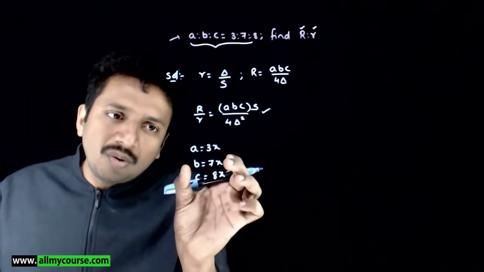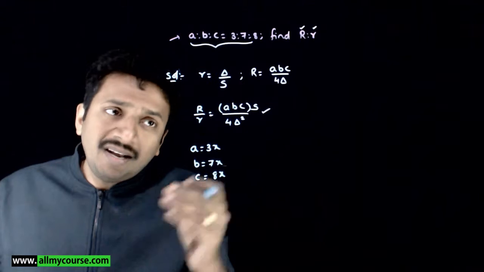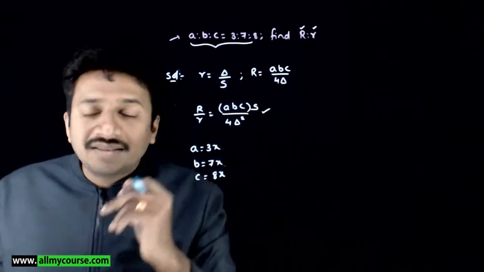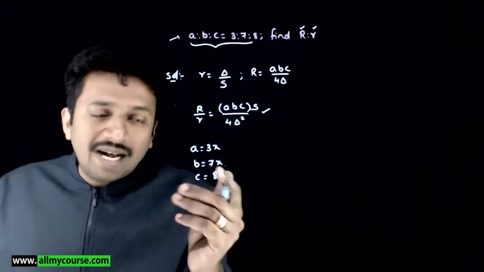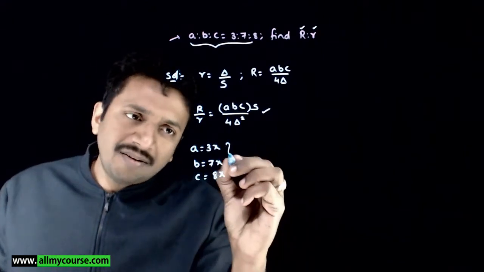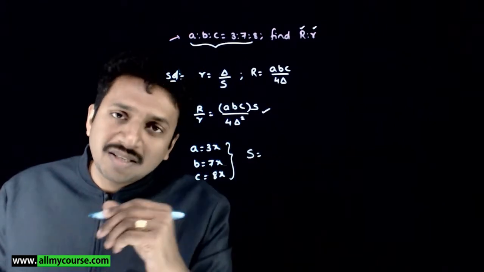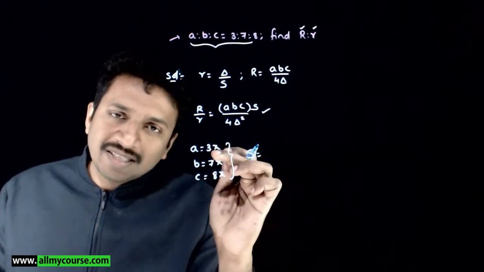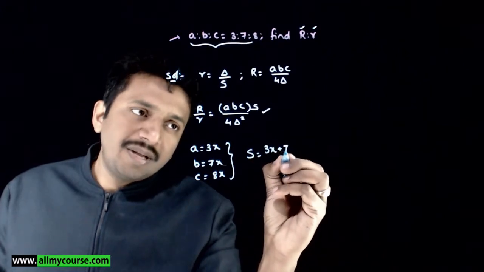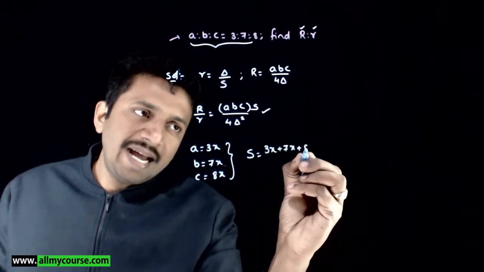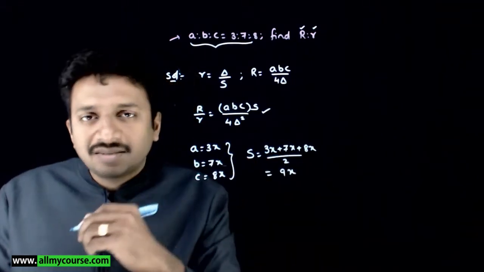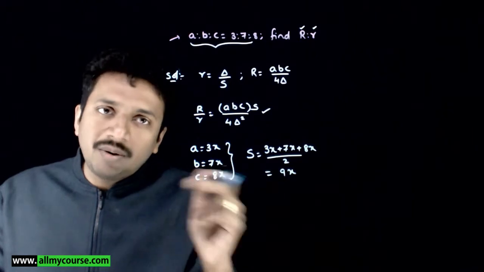Now once I know A, B and C, I can find the value of S as well as delta. Delta can be found using Heron's formula. To find that, first let us find S. S is nothing but the semi-perimeter: 3x plus 7x plus 8x by 2, that is equal to 9x. So S is equal to 9x.